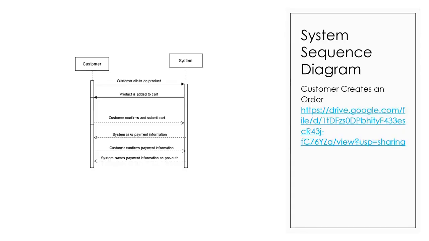The first is the system sequence diagram. It shows us how the system interacts with the customer. The customer first clicks on the product and the product is added to the cart. The customer confirms that product and submits the cart. The system asks for the payment information. The customer confirms the payment information and the system saves it for the pre-auth.